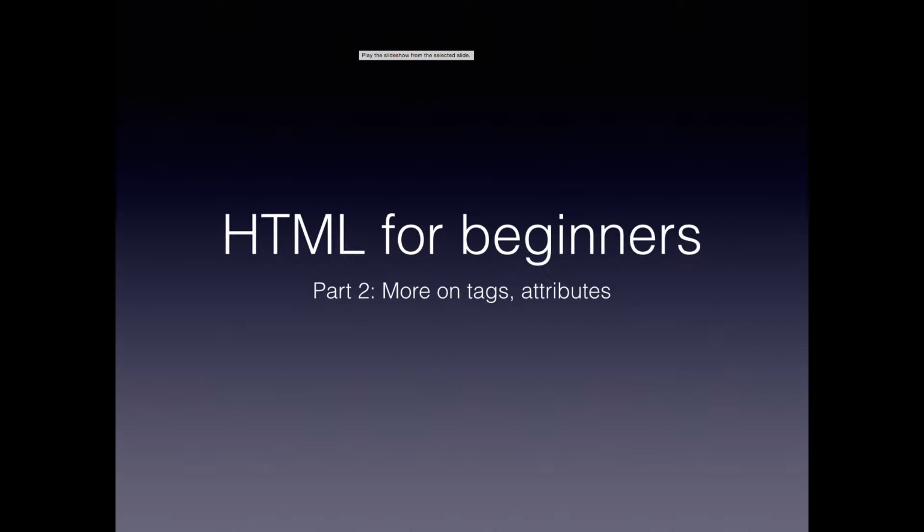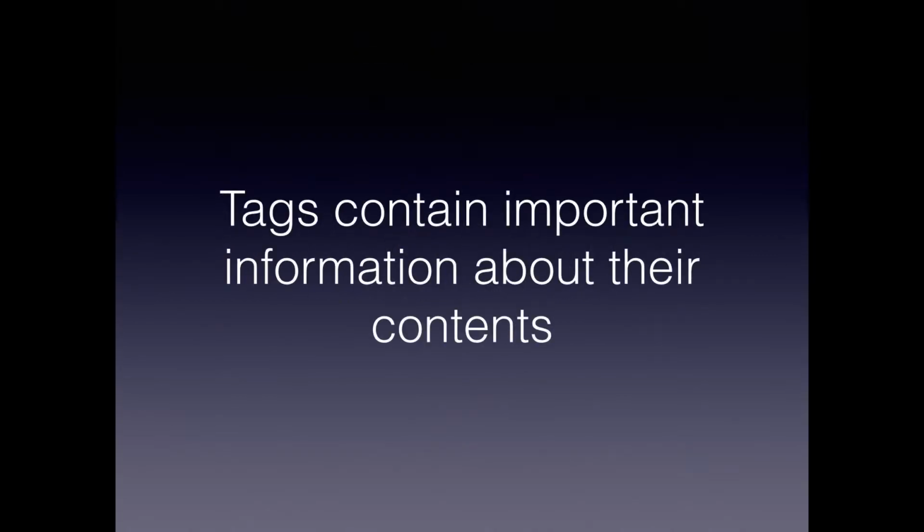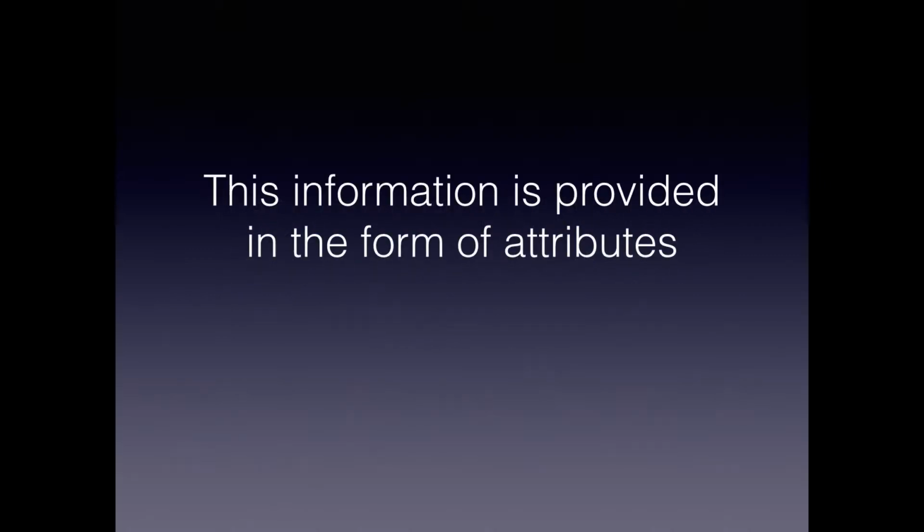Today we're going to talk a little bit more about tags and about attributes. So let's get started. Now, tags contain important information about their contents. This information allows the browser to appropriately style the contents of the tag. This information is provided in the form of attributes. Now, let's take an example of what attributes look like.